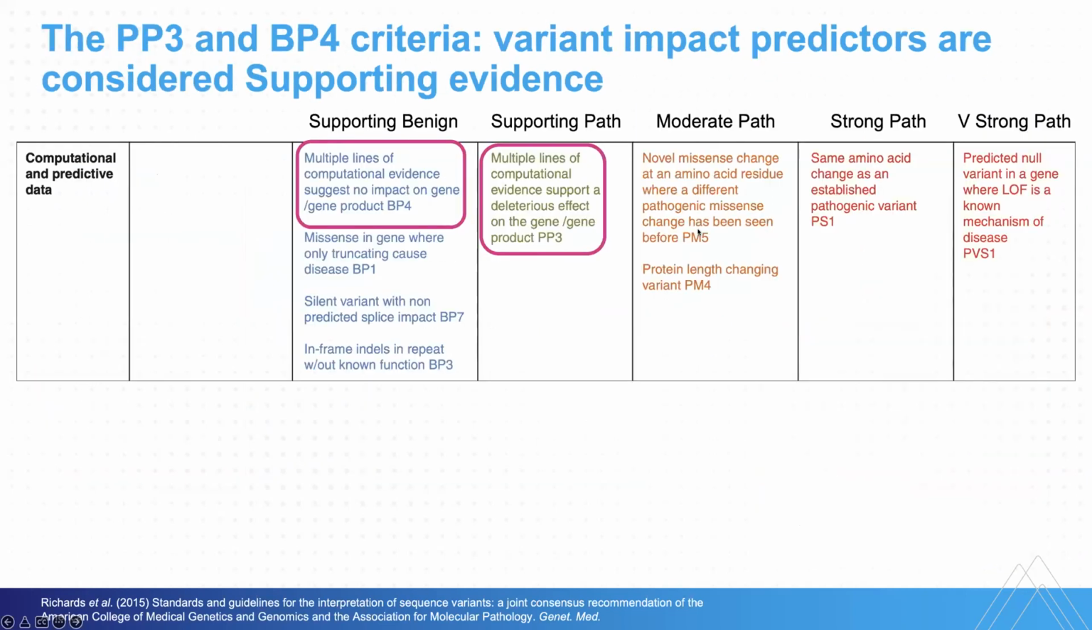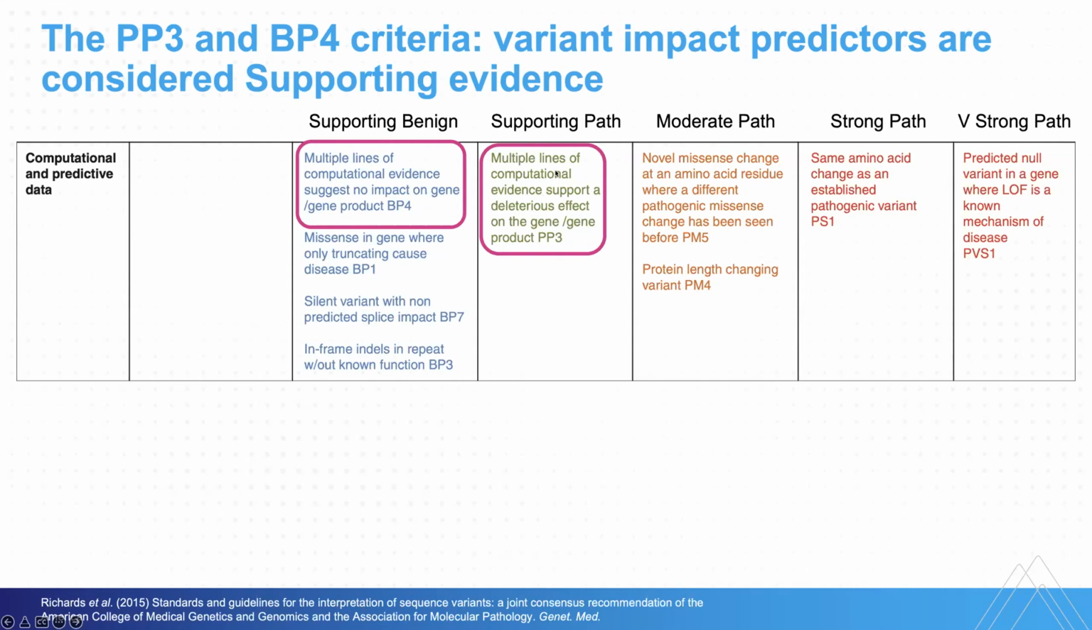Computational methods in this context, as I mentioned, form one line of evidence, and they generally fall under these 2 categories here. So basically the PP3 criterion for supporting pathogenic, and the BP4 criterion for supporting benign. These are, as you can see, supporting lines of evidence, which are generally the weakest form of evidence.